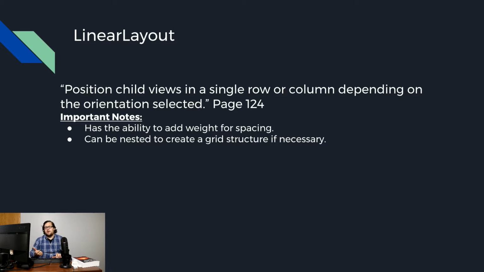And the other cool thing that they don't mention in the book in that chapter is you can actually add weighting. So say, for example, you had that linear layout taking up your full screen and you wanted the top part to take up 10%, the bottom part to take up 60%, and the middle part to take up the remaining 30%. You can do that with the weighting that's there.